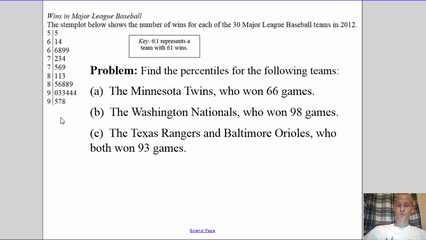and then move on to the next, you can do that. So we have the Minnesota Twins, who won 66 games, Washington Nationals, who won 98 games, and the Texas Rangers and Baltimore Orioles, who both won 93 games. We want to find those percentiles.